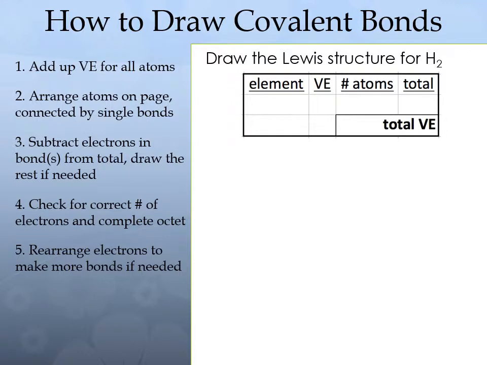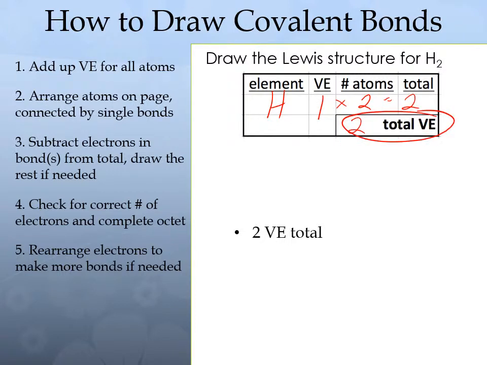First molecule up is H2, hydrogen, the smallest bonded molecule, so just 2 tiny little hydrogen atoms combined. Step 1 says count our valence electrons, so we'll fill in this chart here. For our element, I just have hydrogen. Each hydrogen has 1 valence electron, but because I have 2 atoms of hydrogen, I just multiply the 1 times 2, and that tells me I now have 2 total valence electrons. So that's what I have to work with.